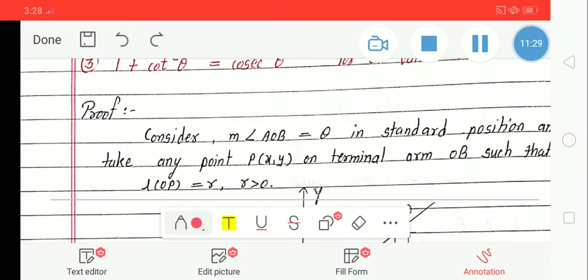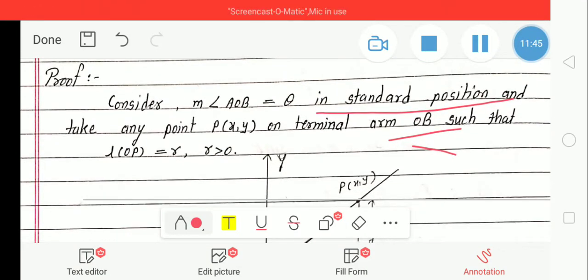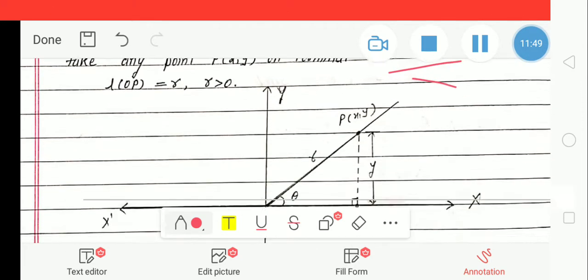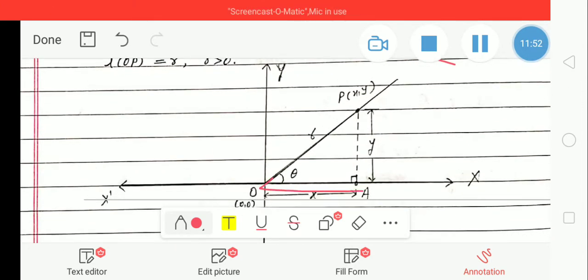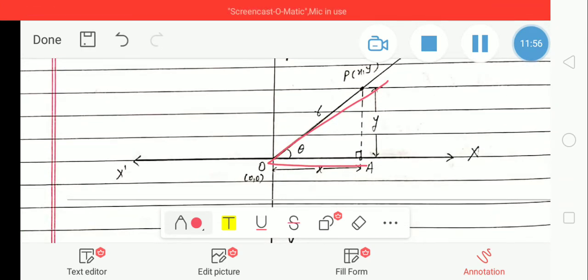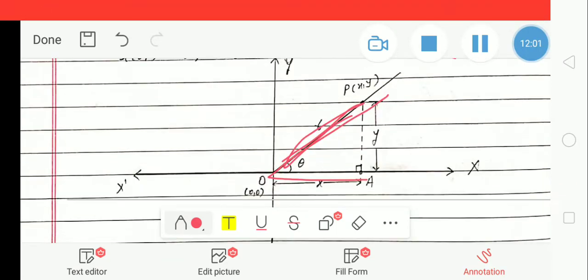Consider measure of angle AOB is equal to theta in a standard positive angle, and take any point P(x, y) on the terminal arm OB such that length OP is equal to r, where r is greater than 0. Here the angle is AOP and the radius is greater than 0.